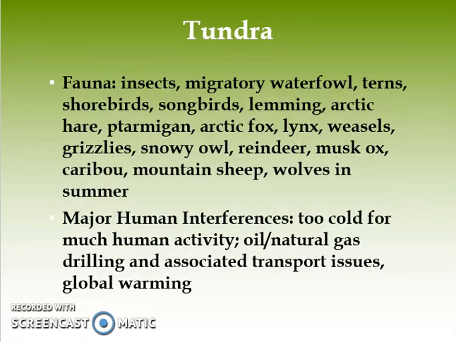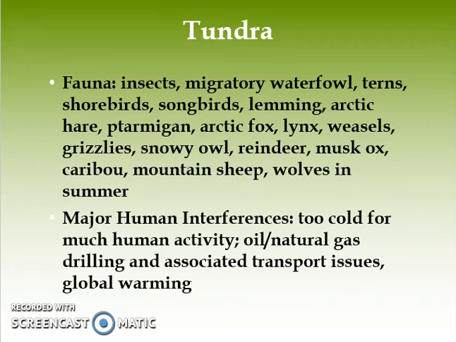The organisms in the tundra: you have insects, migratory waterfowl, terns, which are birds, lots of shorebirds, little songbirds, lemmings, small, kind of little rodent-y guys, Arctic hares, your Arctic foxes, smaller animals. You have your reindeer, your muskox, your caribou, and they'll come into these areas, and the wolves will follow them for the summer, but only for the summer.